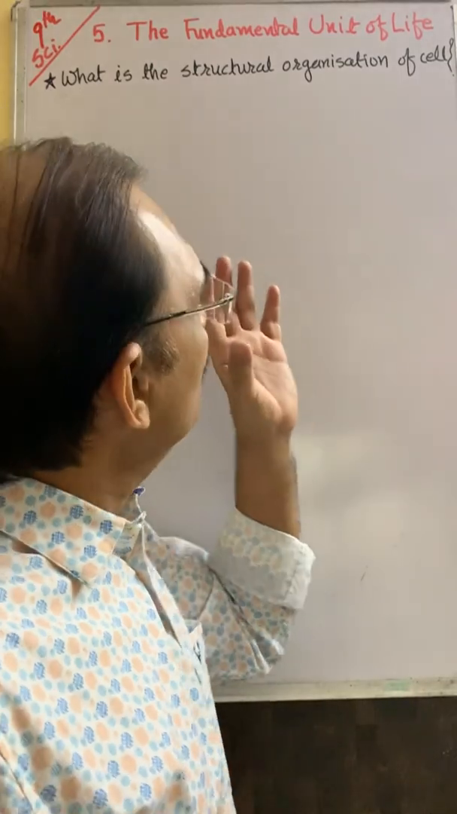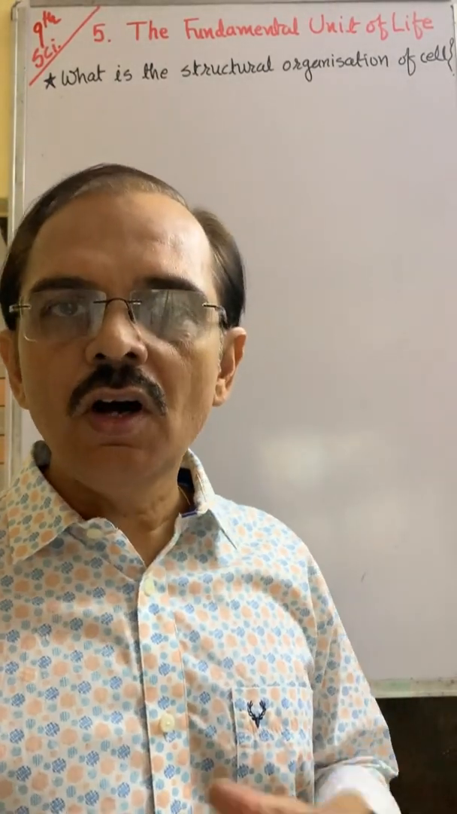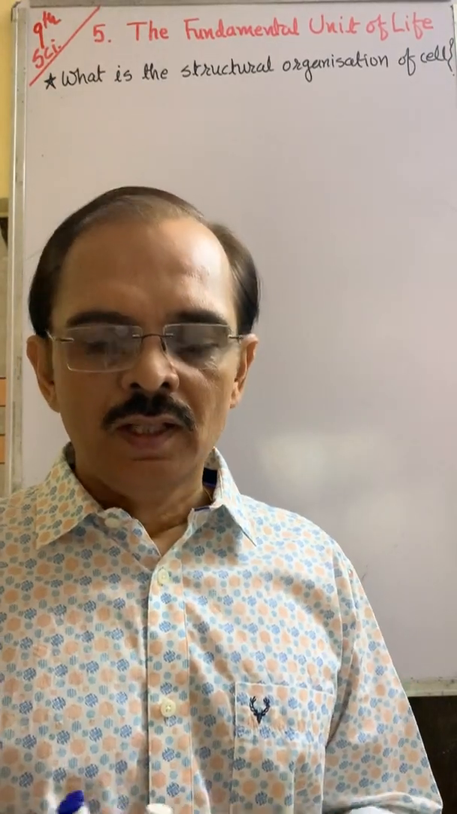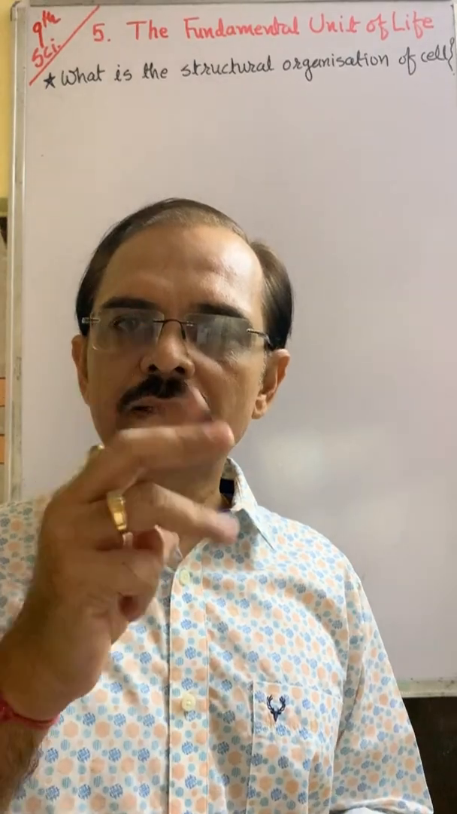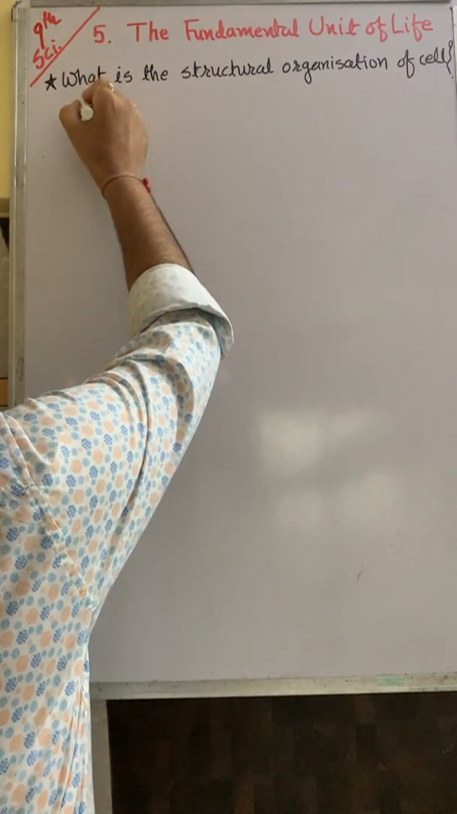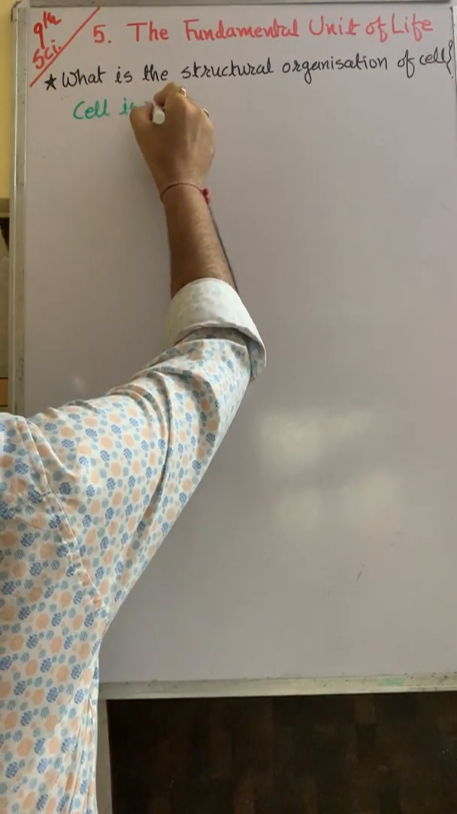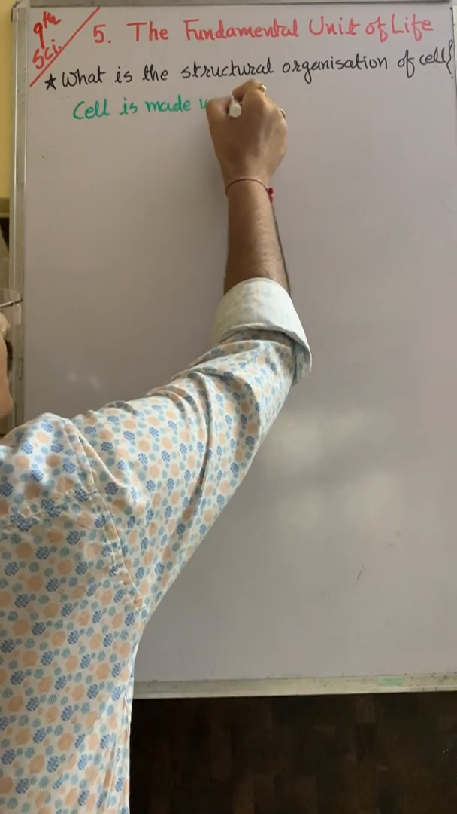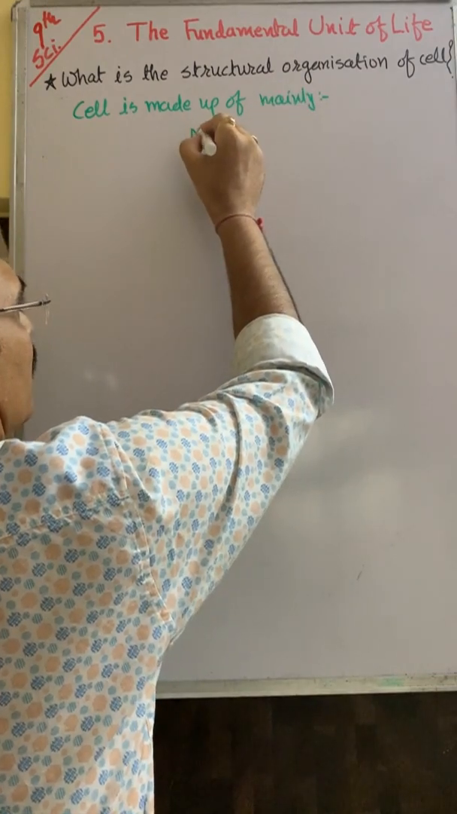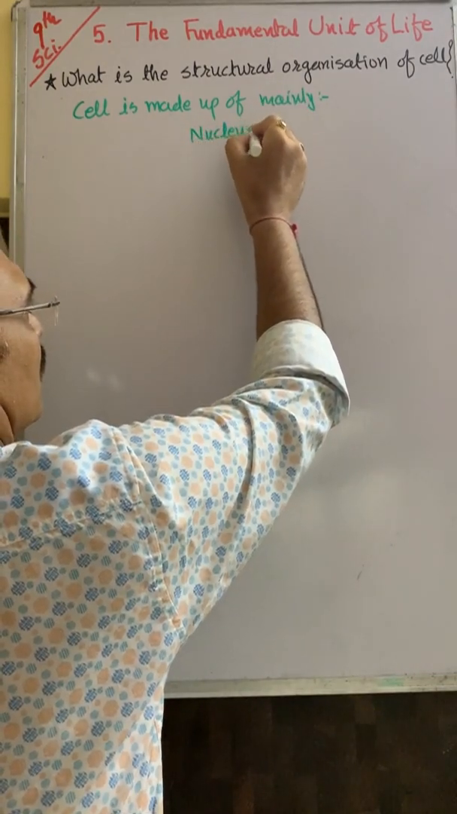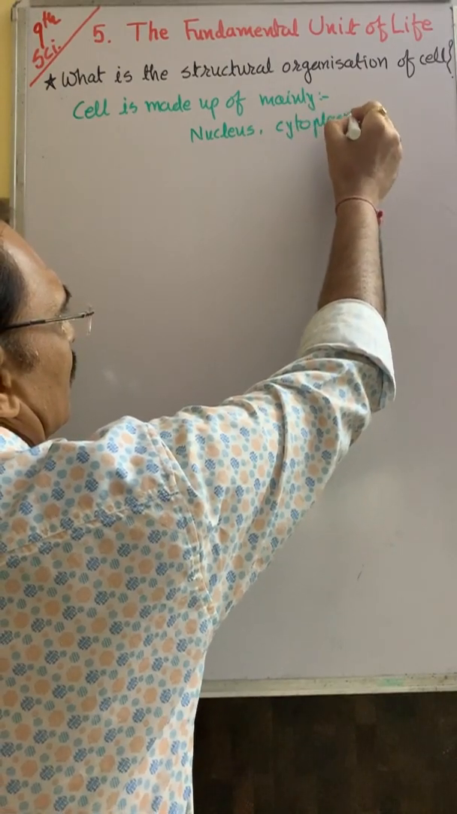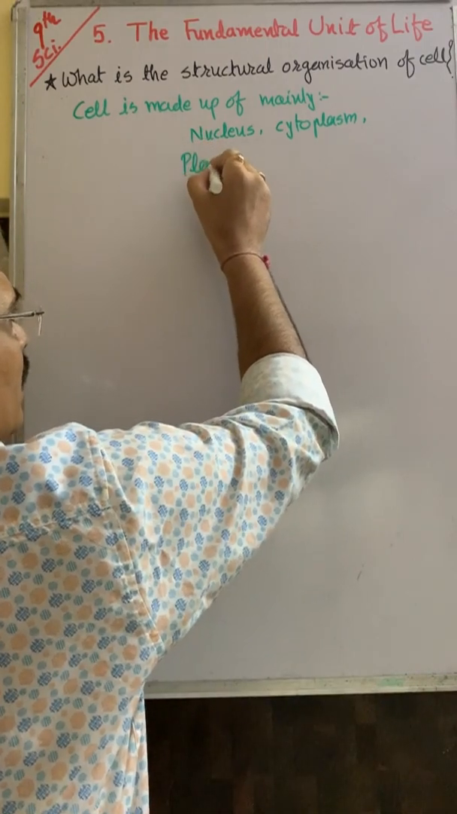Now, what is the structural organization of the cell? Or what is the cell made up of? Mainly, the cell is made up of three things: nucleus, cytoplasm, and plasma membrane.